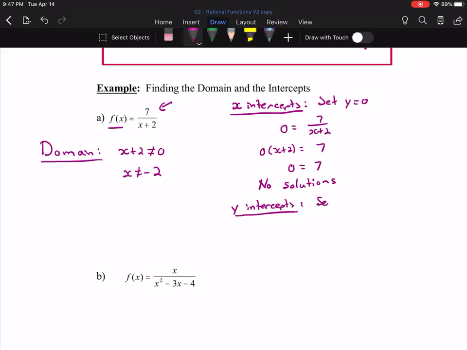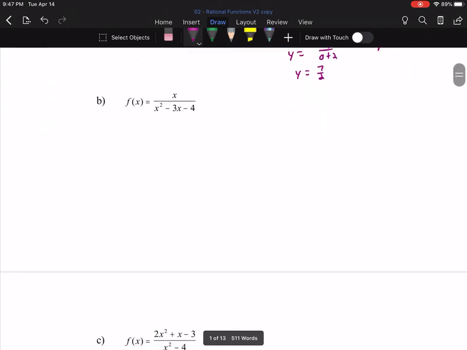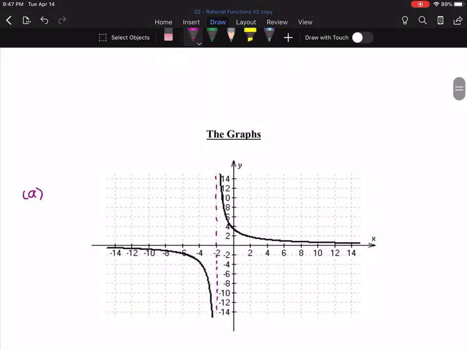And to get y-intercepts, we set x equals 0. That's a little easier. Y equals 7 over 0 plus 2. So I get y equals 7/2. For the purposes of graphing, I probably want just the decimal so I can graph it. Y equals 3.5. And when we go to the graph, that's a little easier to see what happens here. You can see that y-intercept at 3.5 there.